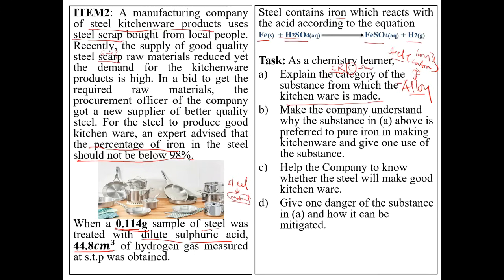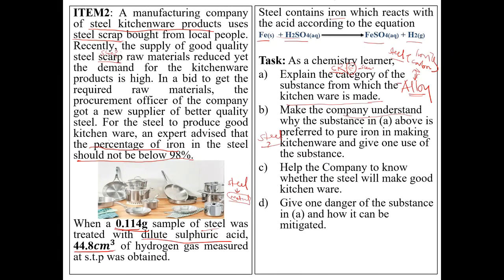Then on part B, I just want to highlight, then we shall look at my response, which I have. Make the company understand why the substance above is preferred to pure iron. So the substance above is steel. Are you seeing that? Why is it preferred to pure iron? So we are looking at the difference between the steel and the iron. When you look at steel and iron, the steel is an alloy, then iron is just a metal.